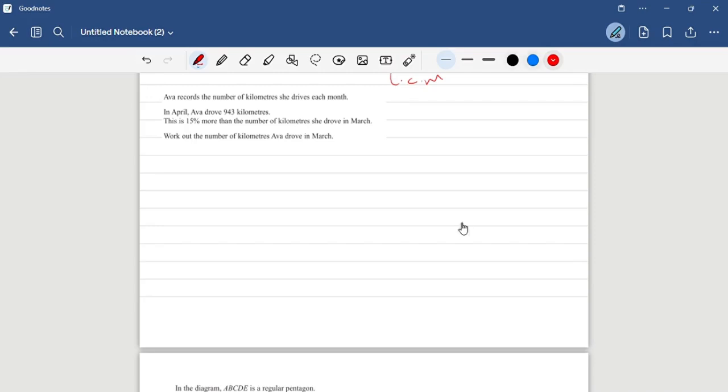So we can look at it in this form: we have April, right? We have March. Do you understand this? Okay. She drove 943 in April, but we have no idea how much she drove in March. But we know that this is 15% more than the number of kilometers she drove in March. So if we assume that March is 100%, then April will be represented by 115%, right?